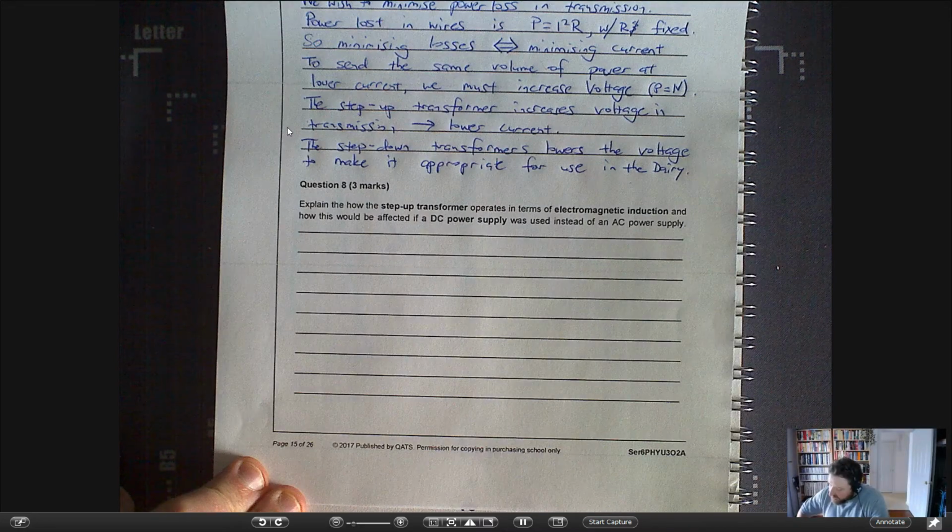Okay. All right. Explain how the step-up transformer operates in terms of electromagnetic induction and how this would be affected if a DC power supply was used instead of AC.